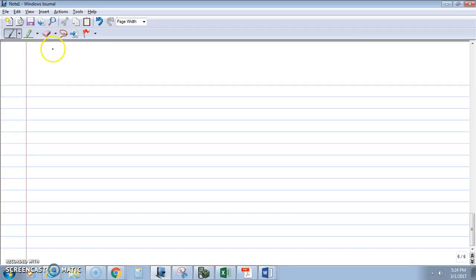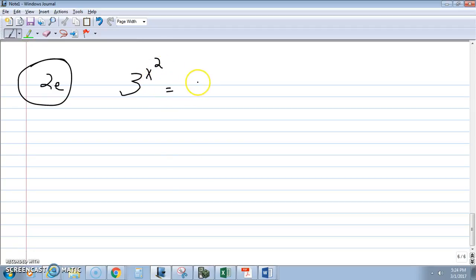All right, you guys, where did we leave off? We left off with 2e. I think that this didn't print out right. I think this is supposed to be 3 to the x squared equals 560.